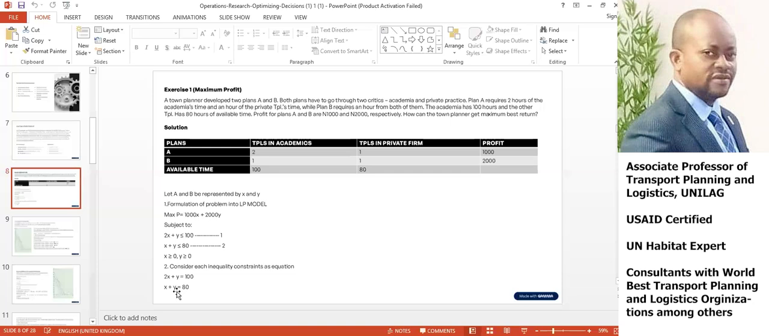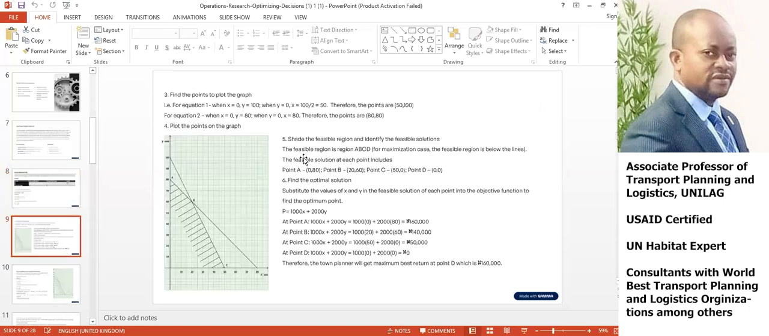When y equals 0, x equals what? 100 over 2, right? That is 50. So we have this 50, and we are on equation 1.